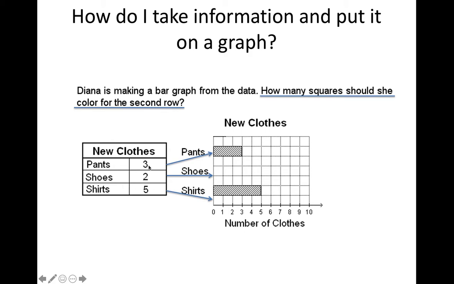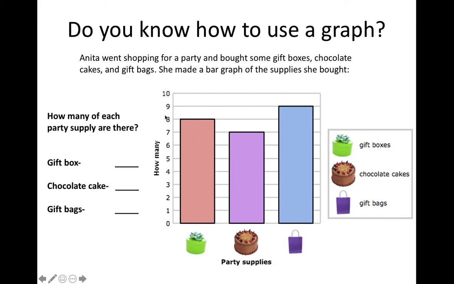Now let's save shoes for last. Shirts is 5, so we would shade in 1, 2, 3, 4, 5. The bar ends right here by the number 5. Now for shoes, it's 2, so we would only shade in 1, 2. We would only shade in this and this square, and we would have it end right there by the number 2.